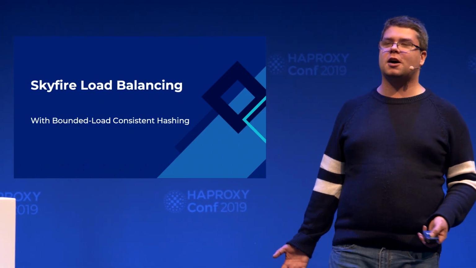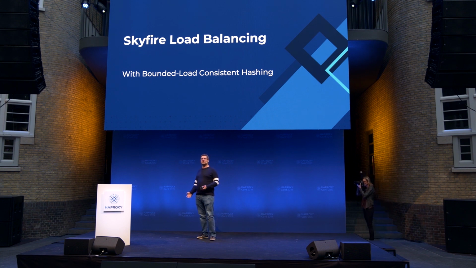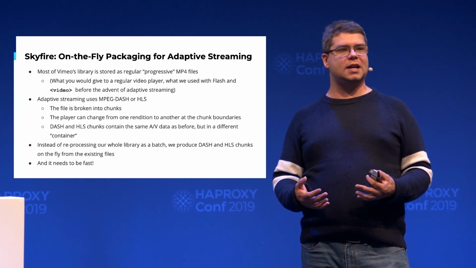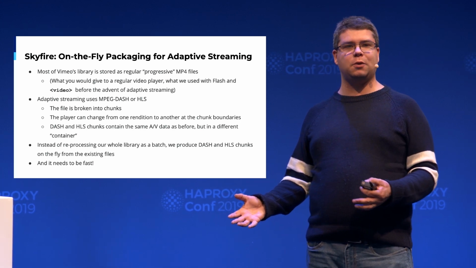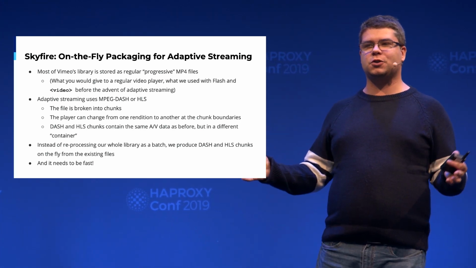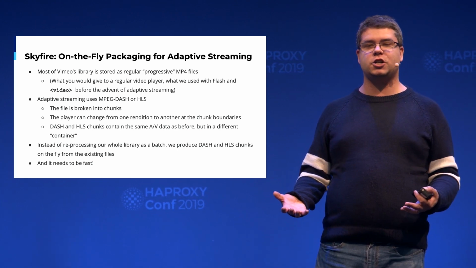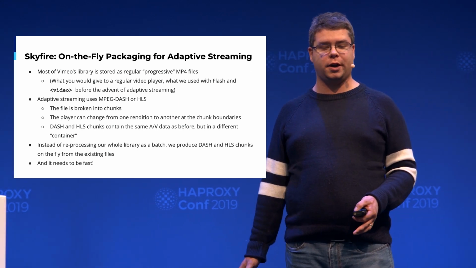But the first one I want to talk about is Skyfire, which is our video packager, and something cool that HAProxy allowed us to do with that, with an algorithm called bounded load consistent hashing. A little bit of background on what this thing is and why you actually need it. It's an on-the-fly packager for adaptive streaming, which is when you have a client that is playing video, and it's going to change the video quality dynamically based on the user's available bandwidth, the resolution that they're viewing in. Maybe they full screen the player, they shrink it down to a window, etc. You want to be able to change qualities or renditions on the fly at pretty much any point.